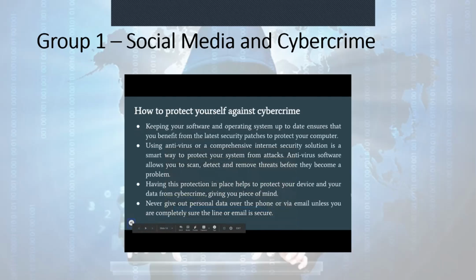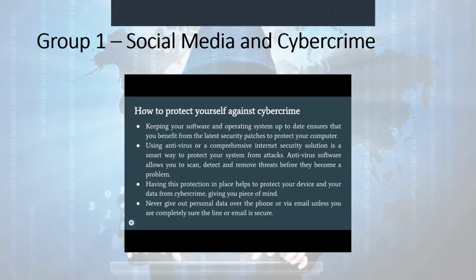How to protect yourself against cybercrime. Keeping your software and operating system up to date ensures that you benefit from the latest security patches to protect your computer. Using antivirus or a comprehensive internet security solution is a smart way to protect your system from attacks. Antivirus software allows you to scan, detect, and remove threats before they become a problem. Having this protection in place helps to protect your device and your data from cybercrime, giving you peace of mind.